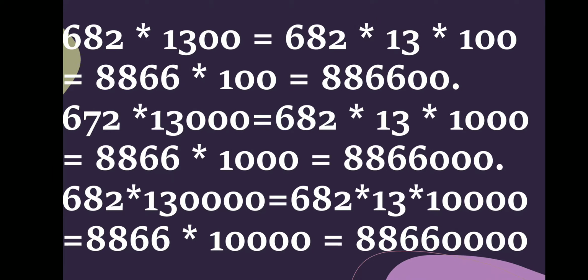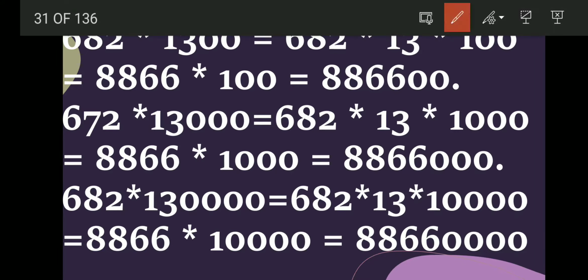Another example, we are extending the example. 682 multiplied by 1300. It was earlier 130, now 1300. So what will be the answer? It would be 682 multiplied by 13 into 100. So that would be 8,866 multiplied by 100. That is 886600. Got it? So 8,86,600.